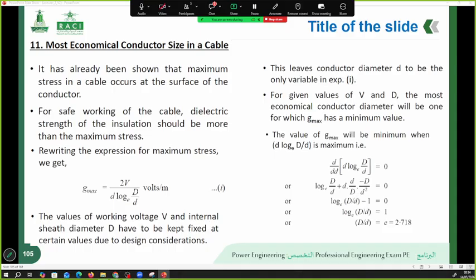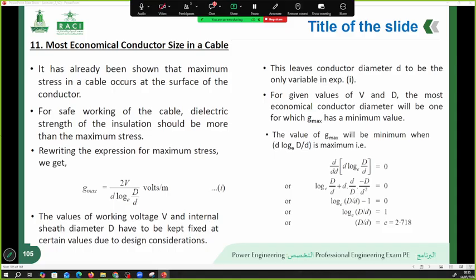This slide discusses the concept of most economical conductor size in a cable, which is determined by a specific relationship between the conductor diameter and the internal sheath diameter. The key points of this slide are as follows. Maximum stress location: the maximum electrostatic stress, G maximum, in a cable occurs at the surface of the conductor. This is a critical design parameter as the electric strength of the insulation must be greater than this maximum stress for the safe operation of the cable.